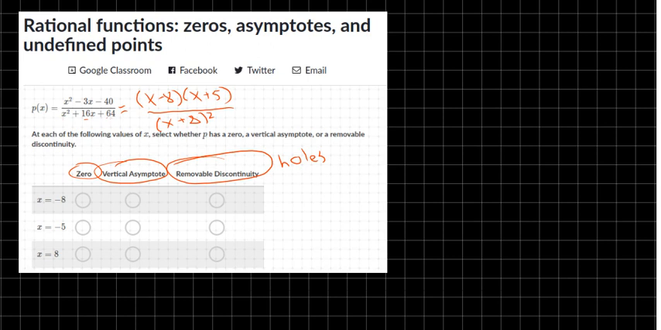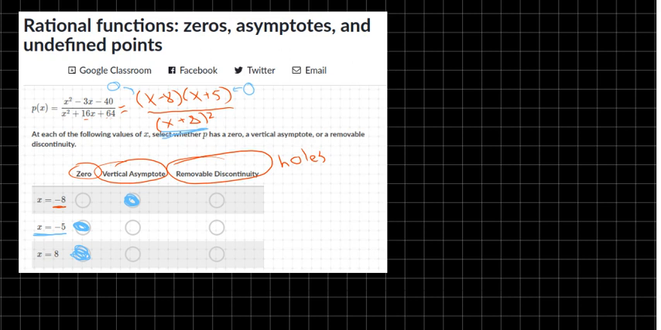You should have done it last year, or we did it in our review unit. So let's first look at our first number here. X equals negative 8. That's going to set this denominator equal to 0, and so that's going to give us a vertical asymptote. Next, x is negative 5. That's going to set our numerator equal to 0, so that's going to give us a 0. And x equals 8 is also going to set our numerator equal to 0. So that's going to give us a 0.